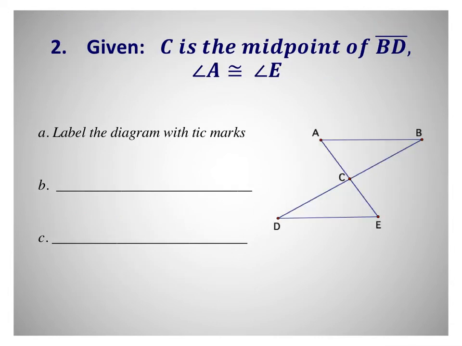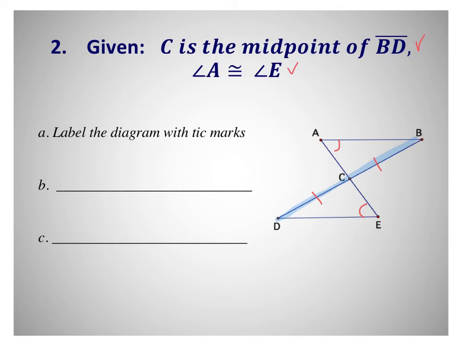Okay, so here we are given some information that we have to mark in the diagram. C is the midpoint of BD. So if C is the midpoint of BD, that means C is right in the middle of this segment. What does that make congruent? It makes this segment, DC, congruent to BC. Okay, so that's using my first piece of information. The second piece of information, they told me angle A is congruent to angle E. Okay, now I need one more.